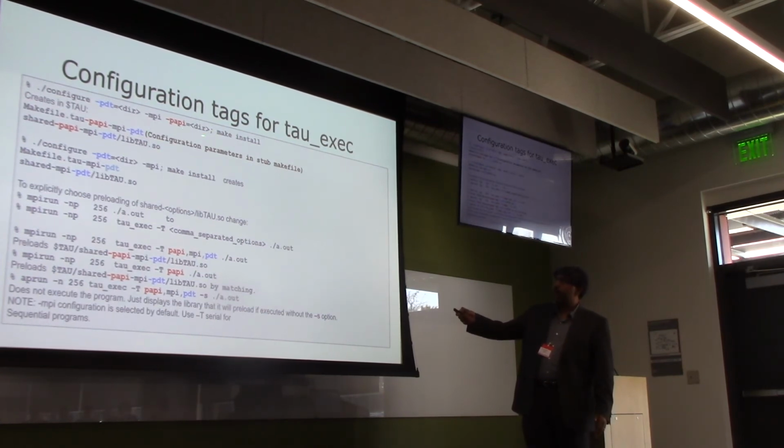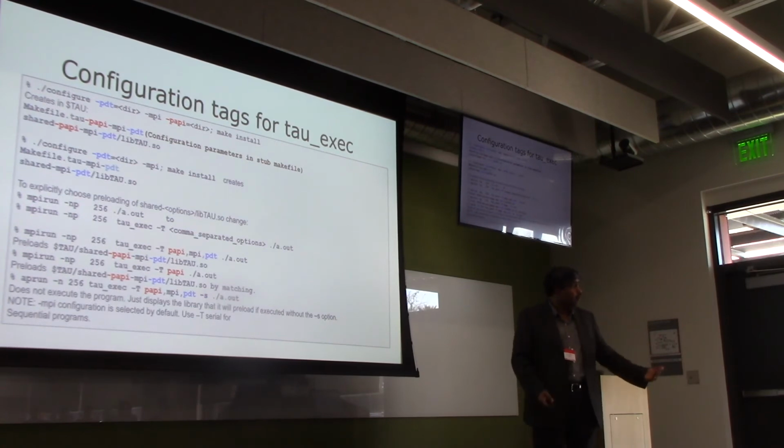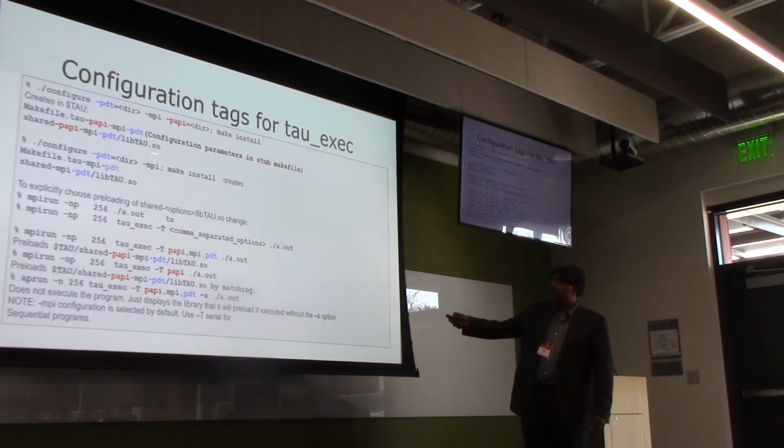So this is an example of using tags in TAU for configuring TAU with different packages. If you configure it with a package called PAPI for hardware performance counters, you can enable the -T papi flag, and it will load this shared object located over here, like this.